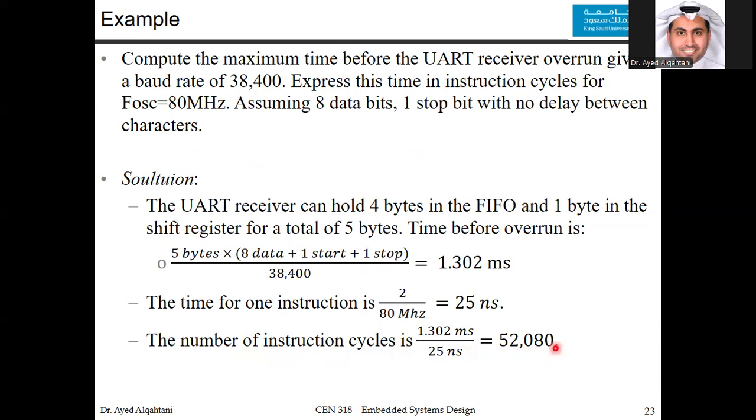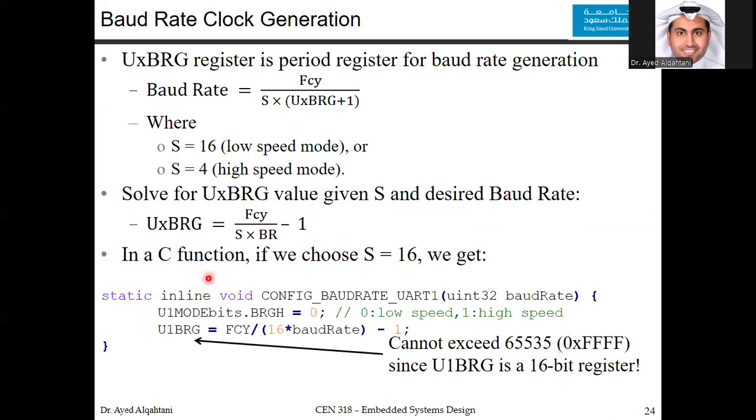Now, let's talk about more of the things that you need to set up for the UART. One of the important ones is the baud rate generation hardware, or the baud rate clock generation. We have a special function register for it. We said that it's called U1BRG. This register is the period register for the baud rate generation.